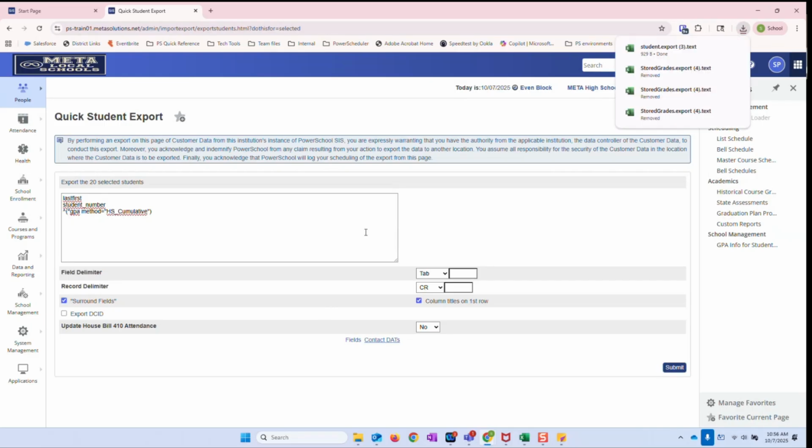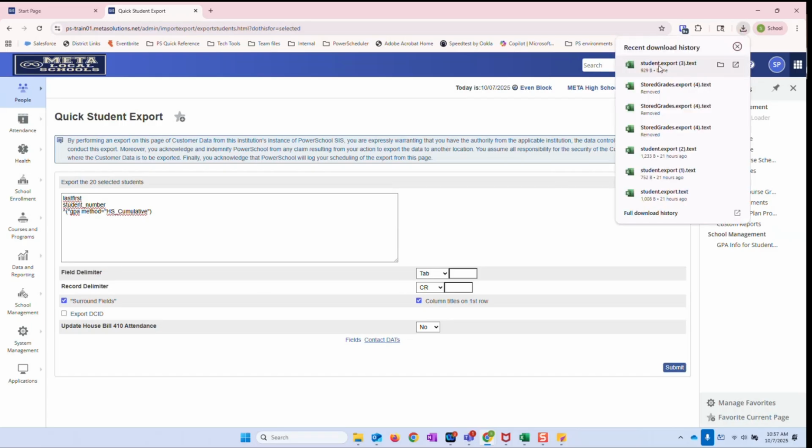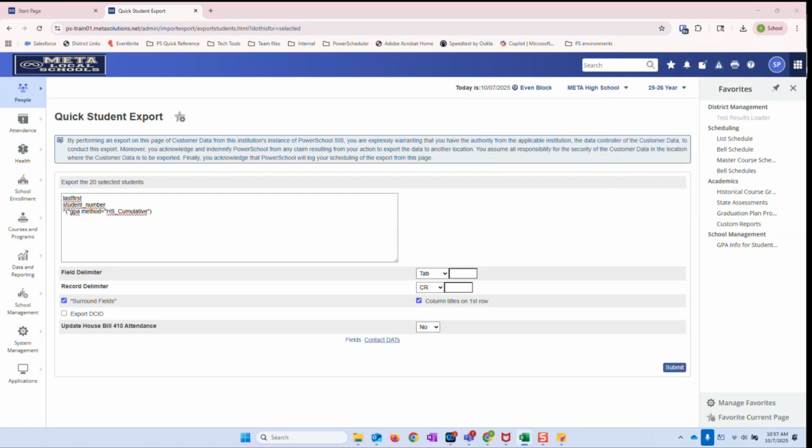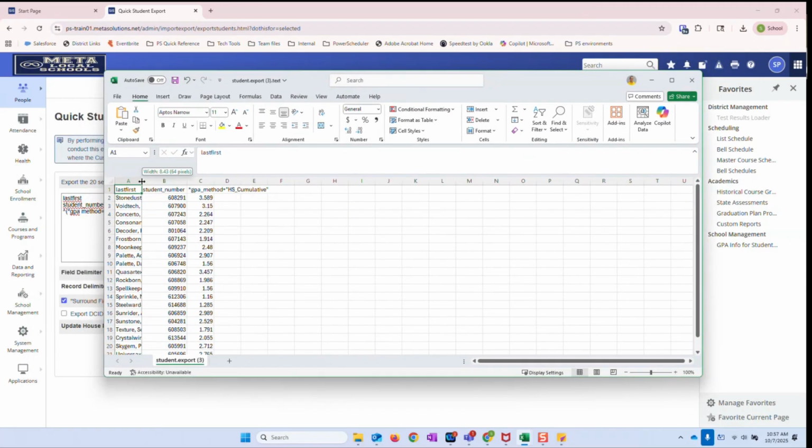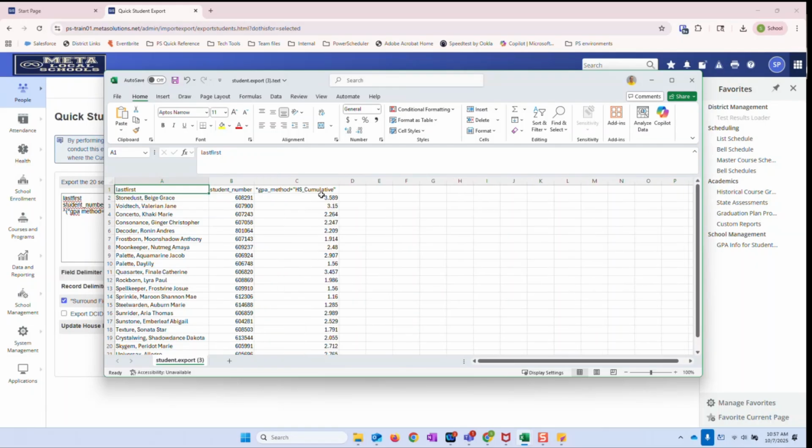So same idea here, except this time, instead of a custom student list, I'm pulling a quick student export, which is going to immediately give me a file. That's just the way my browser is set up. And now I have, not as pretty as the custom student list, but I do have the same information here. So the cumulative GPA was pulled for all of these students if I just needed a quick list, and then I can sort and I can filter as I need to from this list. If I wanted to see who had the highest GPA out of my selection of students, who has the lowest, that sort of thing, I can do that.